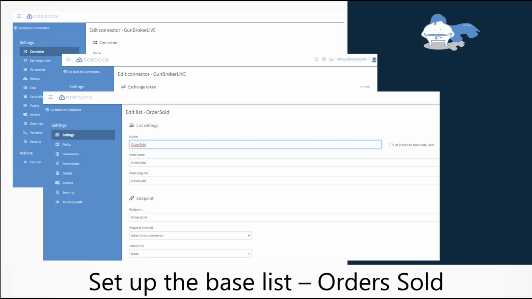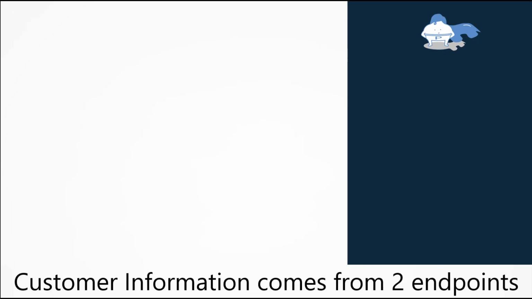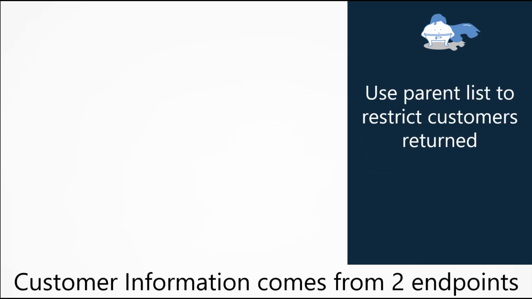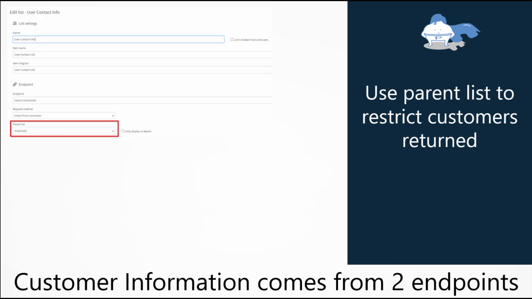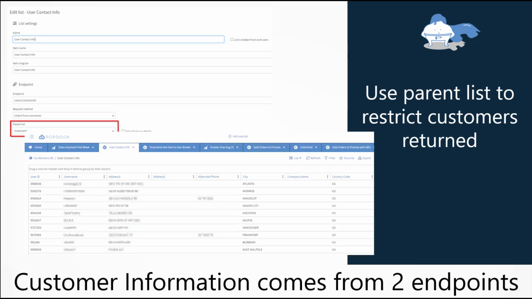Next, we added the order sold endpoint as a list. Once we had the base list set up, we could start knocking out the issues. The first one was to get all the required fields for the Business Central customer integration. If you'll remember, the data was stored in 2 different endpoints. To overcome this, we used the parent list feature. While setting up the user contact endpoint, we set the order sold list as the parent and joined it based on buyer user ID. This sets up joins so that only users contained in the order sold list will be returned, ensuring that we get all of the customers and only the customers that we need.